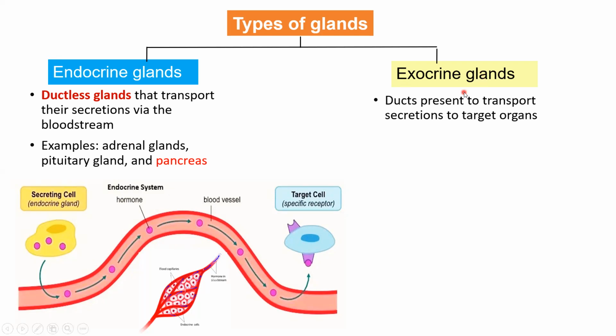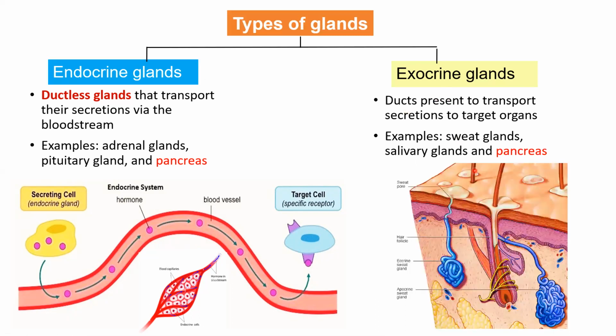While the exocrine glands have ducts. Their secretions are transported through the duct to a localized area, to a particular region, such as the sweat gland, salivary gland, and the pancreas. I have mentioned the pancreas in both because it is an endocrine as well as an exocrine gland. So we will be looking at both its functions. Here you can see the sweat gland which produces the sweat, and that is the sweat duct through which the sweat comes over the skin.